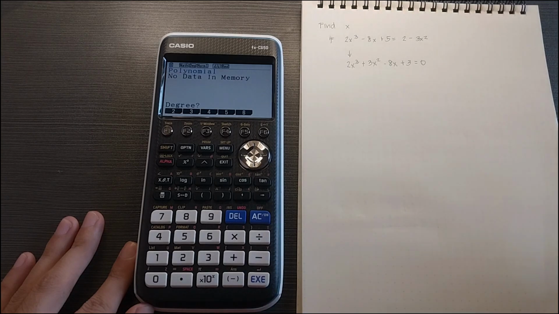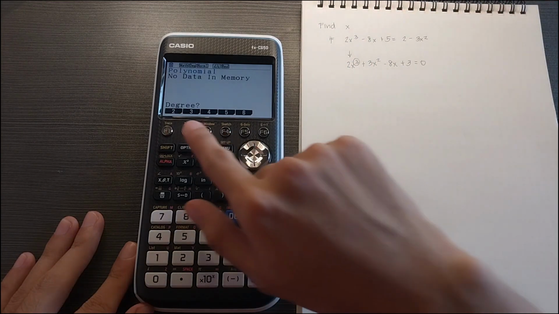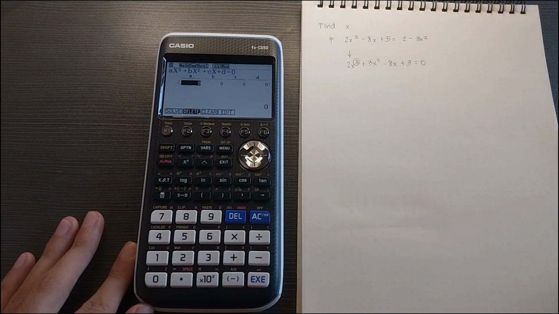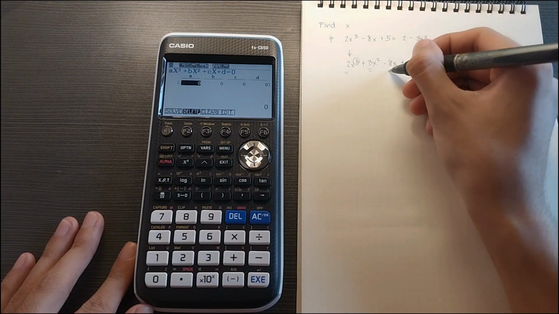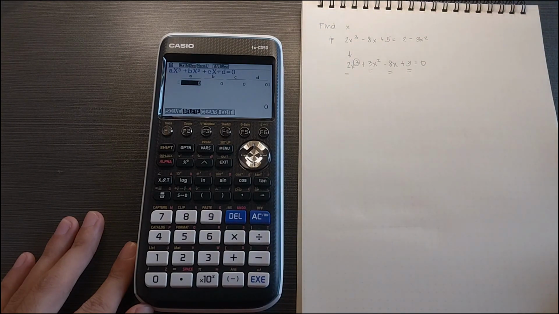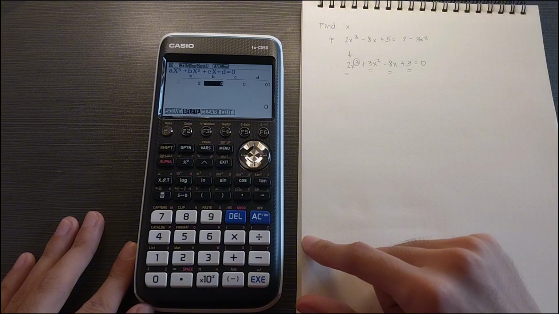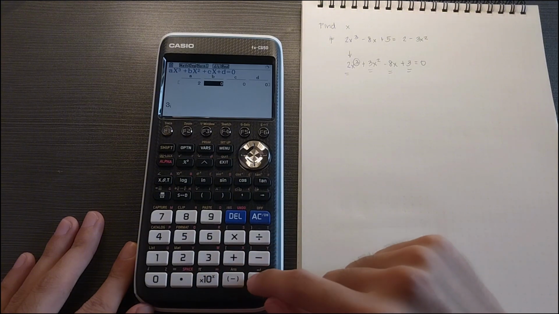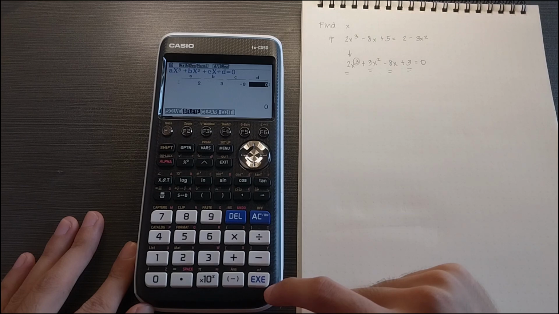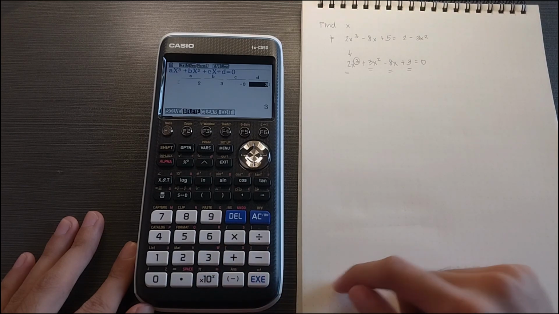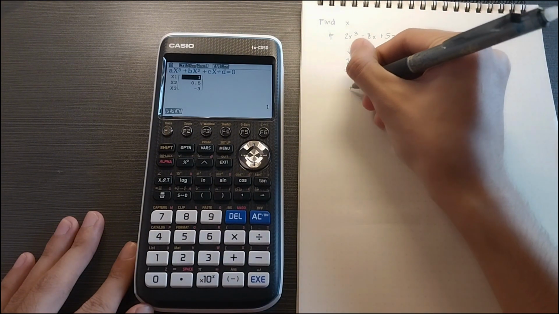It will then ask for the degree of the equation. The highest exponent of the equation is 3, so I'm going to press F2, which corresponds to 3. Then the calculator will ask for the coefficients of the equation. So we will input 2, then 3, -8, and then 3. Then press execute again, and the roots will be solved.